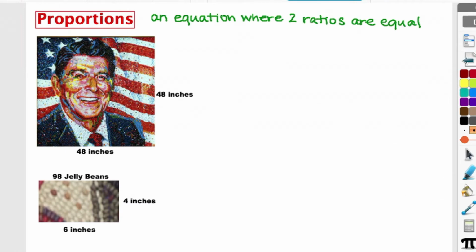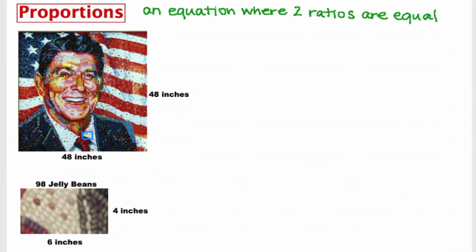Well, I didn't want to zoom in and count all of them, so what I did is I just zoomed in on one little part. I think it was this part right by his tie here. Now that was only a 4 by 6 inch rectangle, but it had 98 jelly beans that I counted. So I could look at a ratio of the jelly beans per square inch on that little section I picked out, and that ratio should be equal to the jelly bean to square inch ratio on the entire portrait. So my jelly bean to square inch ratio on this little section is 98 jelly beans, 6 times 4 is 24, per 24 square inches. So that's just a ratio.